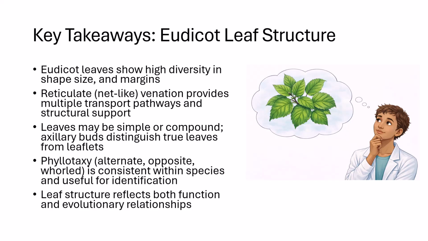Patterns of leaf arrangement on the stem, alternate, opposite, or whorled, are consistent within species and provide valuable clues for plant identification. Overall, the external features you observe demonstrate how leaf structure is closely tied to function and how shared traits can reflect evolutionary relationships among eudicot plants.